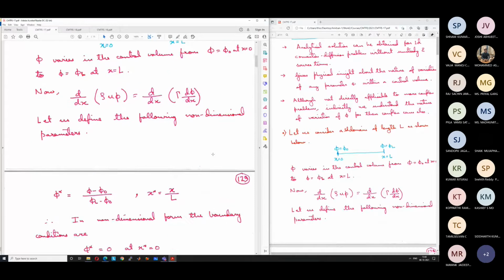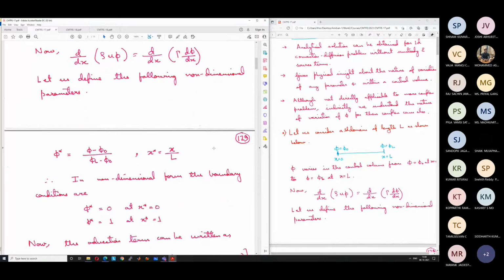So now we will non-dimensionalize this so that we can derive the insights in a better way. Non-dimensionalization always gives us better insights, like what are the actual non-dimensional parameters involved, this type of things. So phi we will non-dimensionalize based on the boundary values. So let us define a non-dimensional phi as phi star, which is given as phi minus phi 0 divided by phi L minus phi 0.